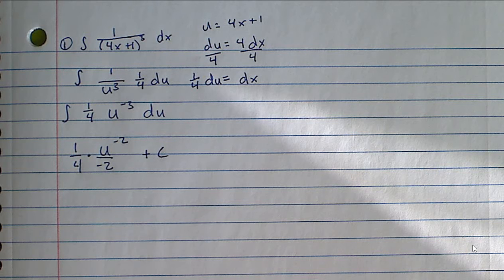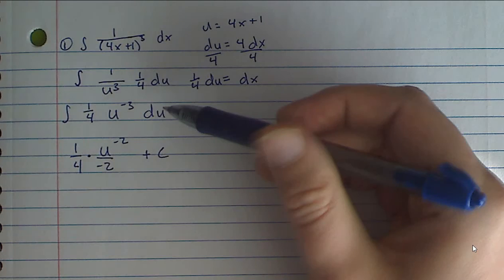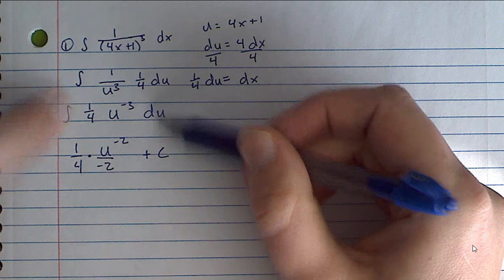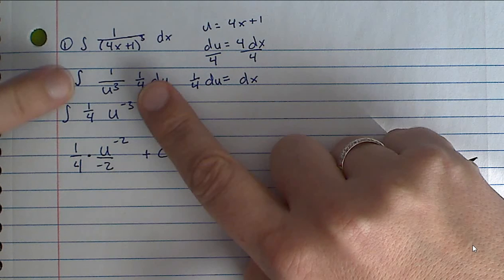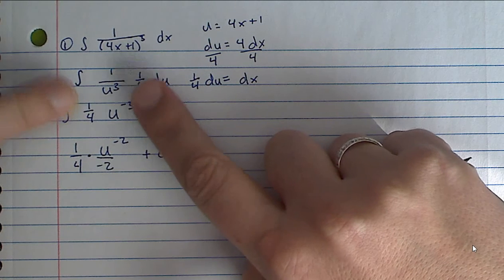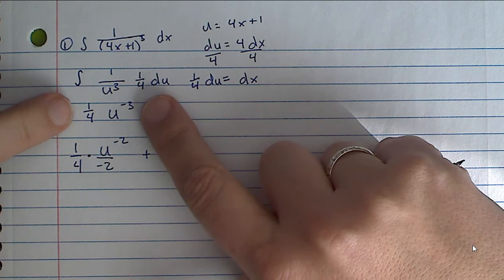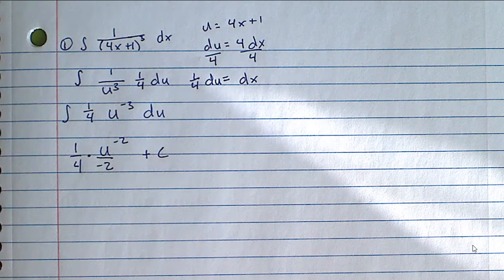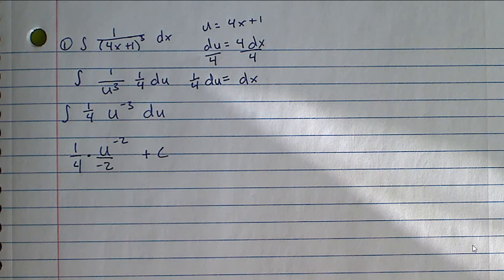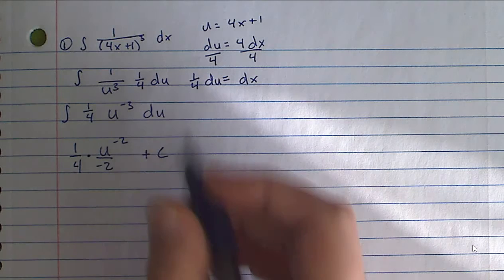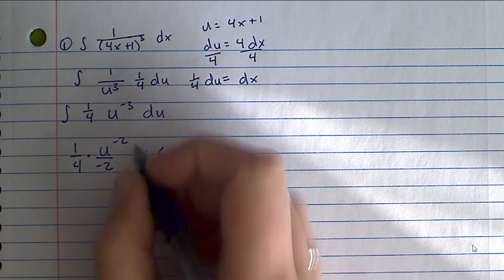The du went away because when I did the antiderivative, both the integral and the du act like parentheses. Are you done now? No. I will tell you when we're done. Okay, Mr. Tack. No, we're not done yet.